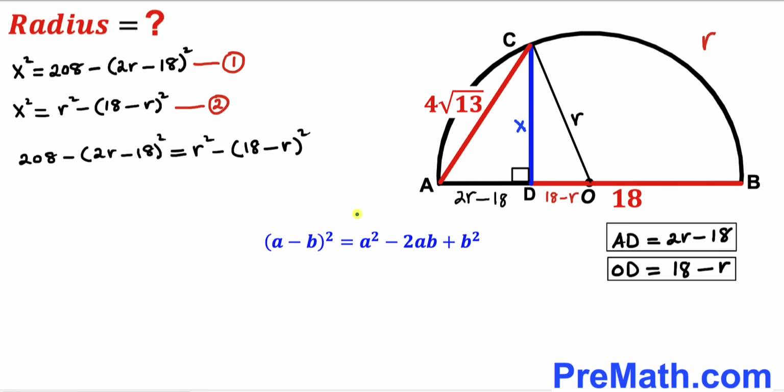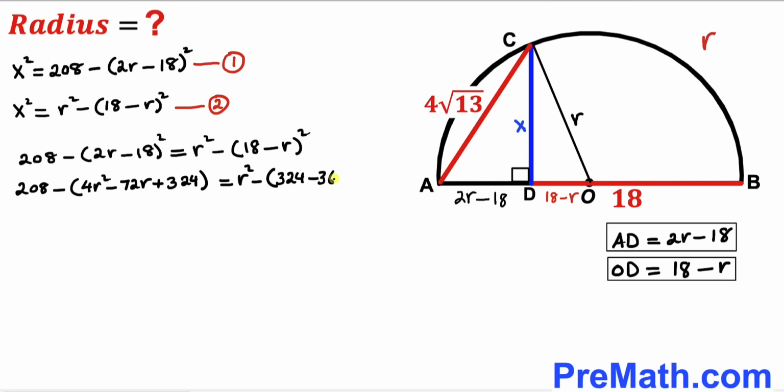And now let's recall this famous identity. (a minus b) whole square could be written as a square minus 2 times ab plus b square. We are going to apply this identity on this binomial and this binomial as well. So therefore we can write 208 minus 4 times r square minus 72 times r plus 324 is going to be equal to r square minus 36 times r plus r square.